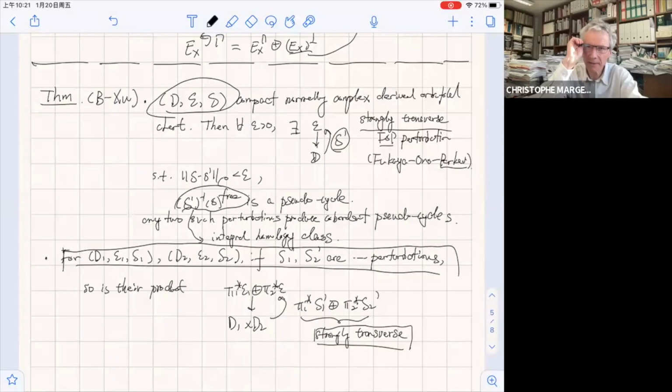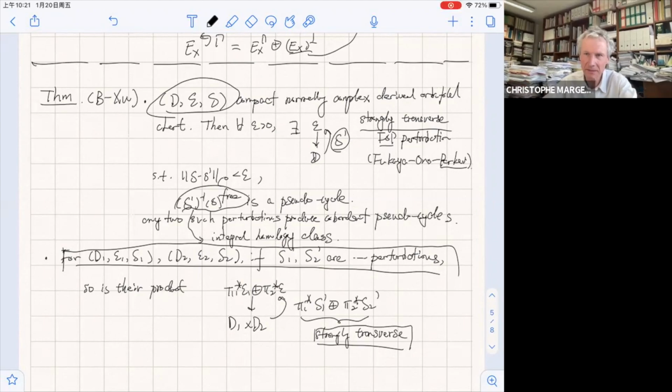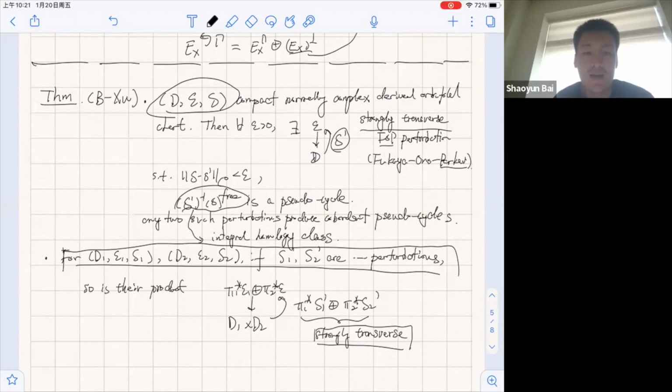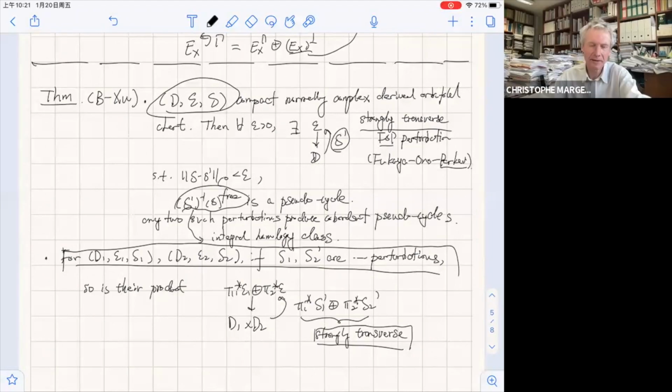Yes, I understand. But as far as the statement is concerned, can we hope for such a conclusion under a much weaker assumption, like something more symplectic? Right. I'm not so hopeful, but maybe other people are more optimistic. But I don't think so. Yeah. Okay, thank you.